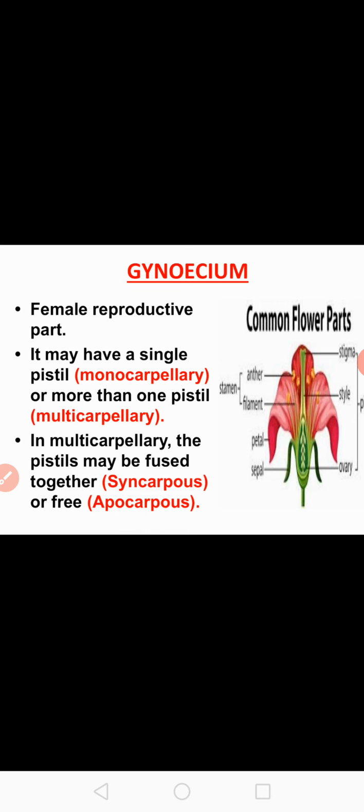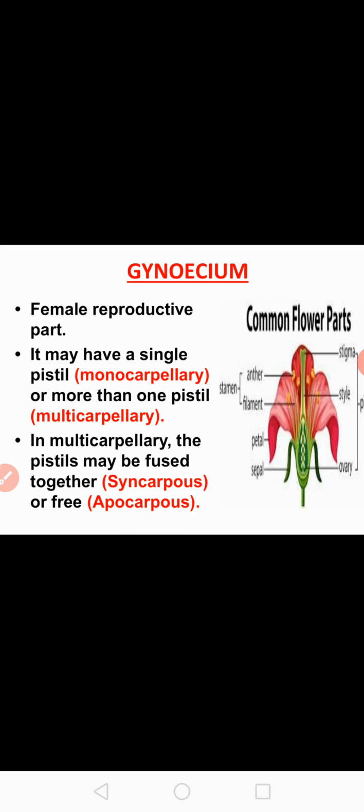Is that clear? Okay. Now coming to the second category of the pistil, they are syncarpous and apocarpous. Syncarpous means if the pistils are fused, then the condition is called syncarpous. In the name syncarpous, syn means fusion. And if the pistils are free, then the condition is called apocarpous. Is that clear? Okay, this is about the introduction of the female reproductive organ of the flower.